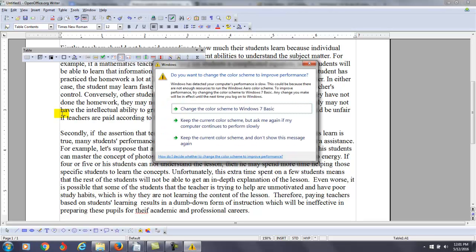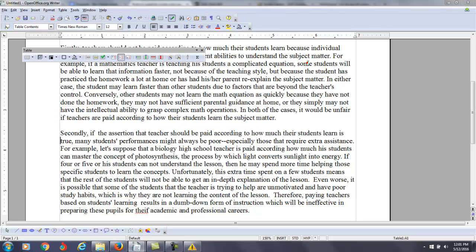Okay, now our next paragraph. So your strategy was to use two body paragraphs, right? The problem is if you're using two body paragraphs, you have to really develop each of those paragraphs if you want to score high. And you didn't really do that. So it says here, secondly, if the assertion that teachers should be paid according to how much their students learn is true, many students' performances might always be poor, especially those that require extra assistance.